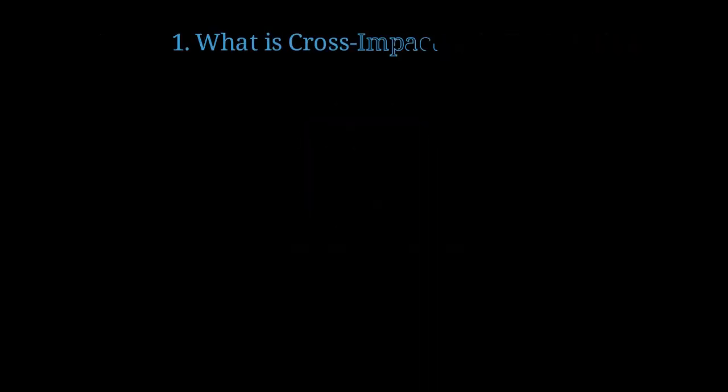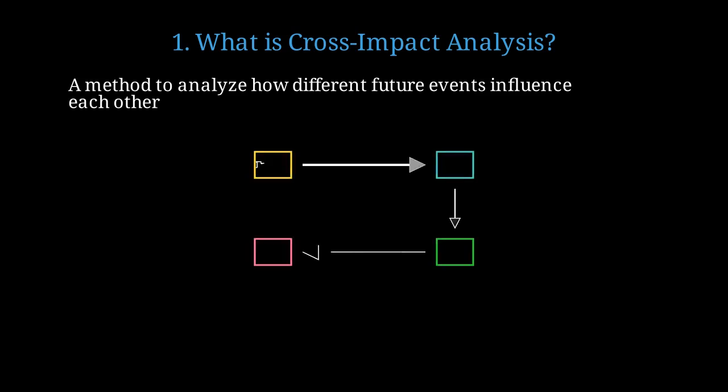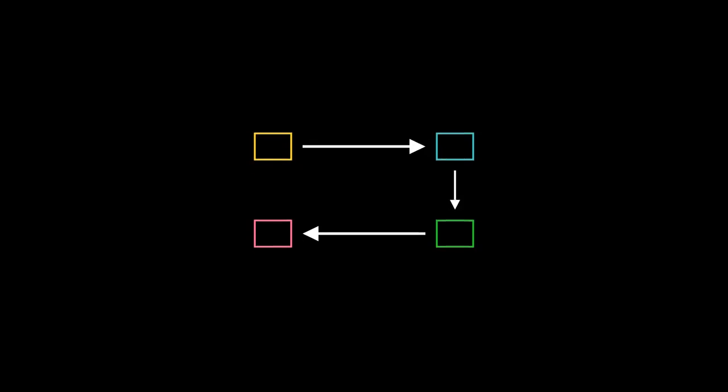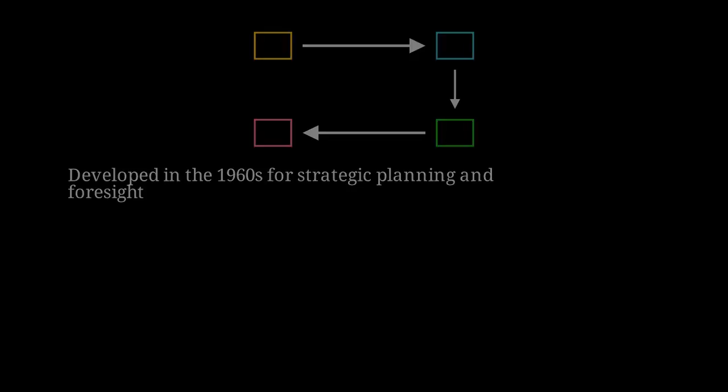Let's begin by understanding what cross-impact analysis actually means. Cross-impact analysis is a method for analyzing how different future events and trends influence one another's likelihood of occurring. When event A occurs, it changes the probability of event B, which then affects event D, which influences event C, in a complex web of interactions. This methodology was developed in the 1960s for strategic planning and has evolved significantly since then.